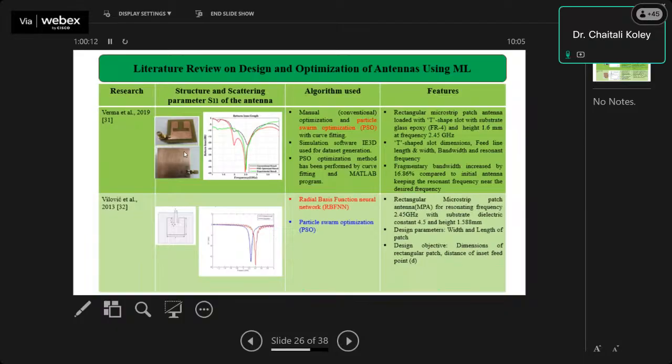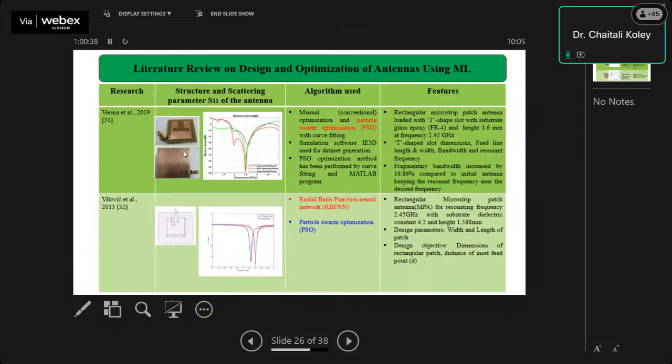Then they did the curve fitting in MATLAB. The PSO algorithm was implemented in MATLAB, and for antenna modeling and curve fitting they used Graph-Matica software and the IE3D simulation program. So these are the main software they used.